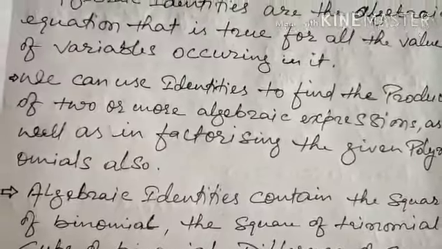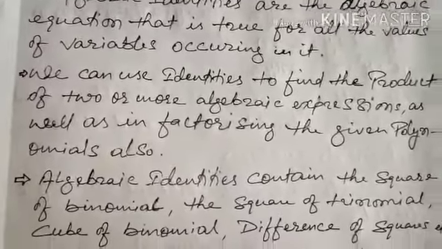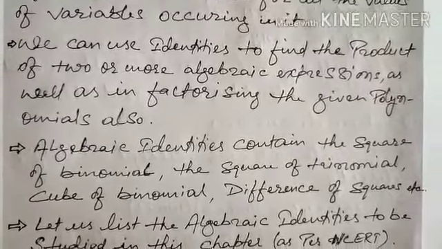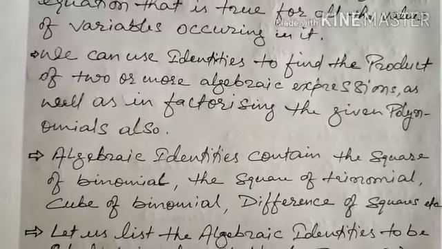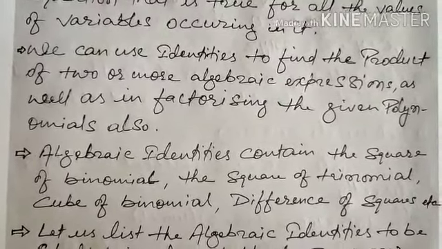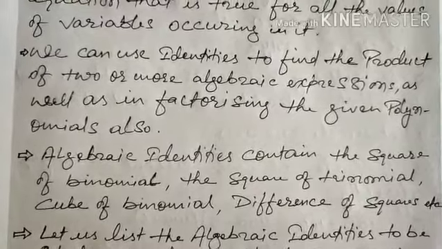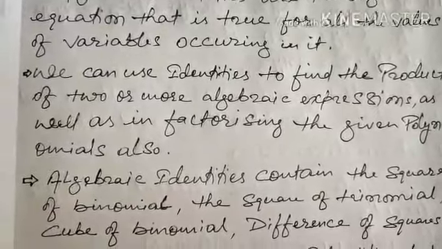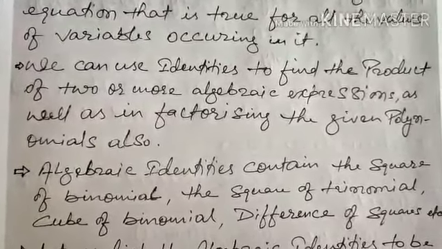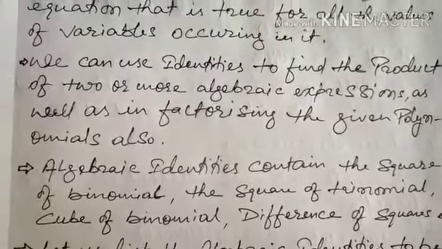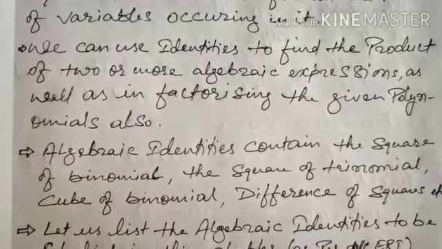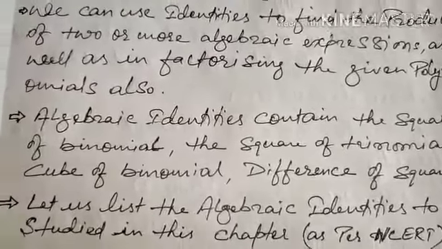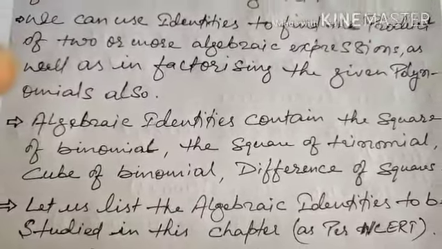So you are going to see that this is satisfied for each and every value of the variable. So this is the quality or characteristic of an algebraic identity. It is not an equation only, it is an identity. So algebraic equations which are satisfied for all the values of variables are called algebraic identities. We can use identities to find the products of two or more algebraic expressions, as well as in factorizing the given polynomials also. So we'll see the different uses of algebraic identities also. Algebraic identities that we can use in factorizing the given polynomials.